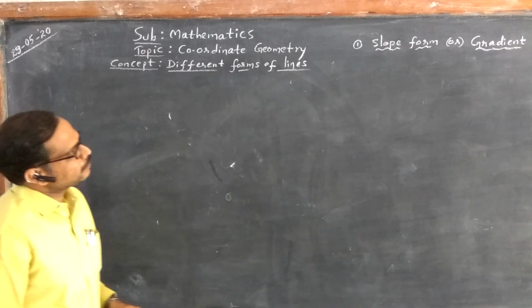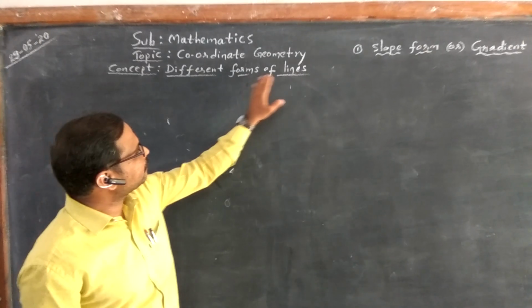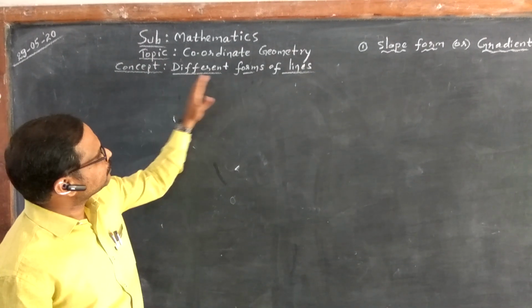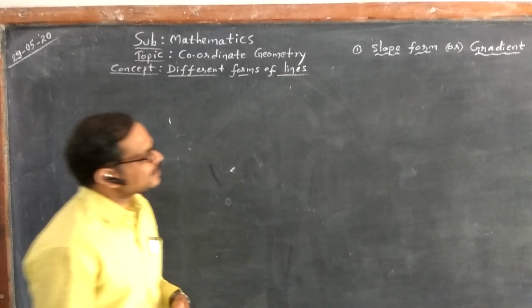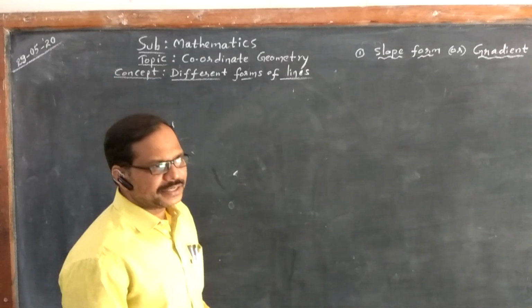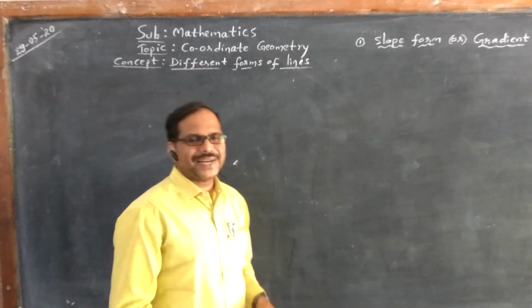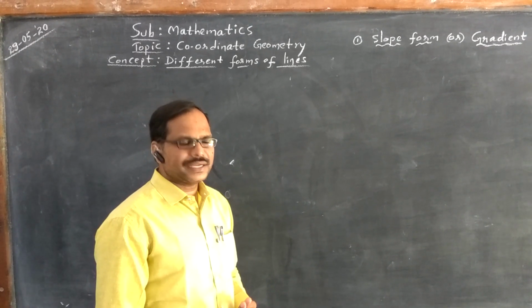Today let us see the different forms of straight lines. Different forms of straight line. What is the general form of straight line? I already told you. Ax + by + c = 0 represents a straight line.